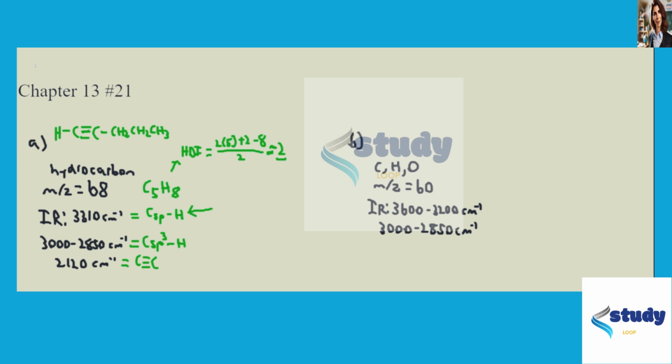So then looking at B, we can do exactly the same thing. We'll follow the same steps in the same order here. So CH and O in this molecule, okay, so it's not a hydrocarbon. It's an alcohol or a ketone or an ether, something with an oxygen in it. So we have an M/Z of 60 here.